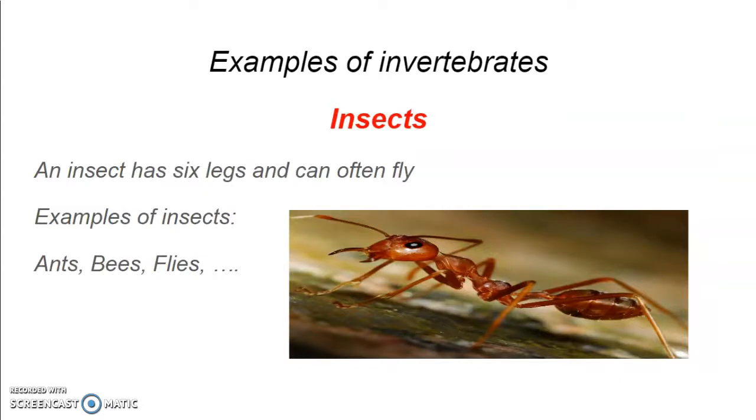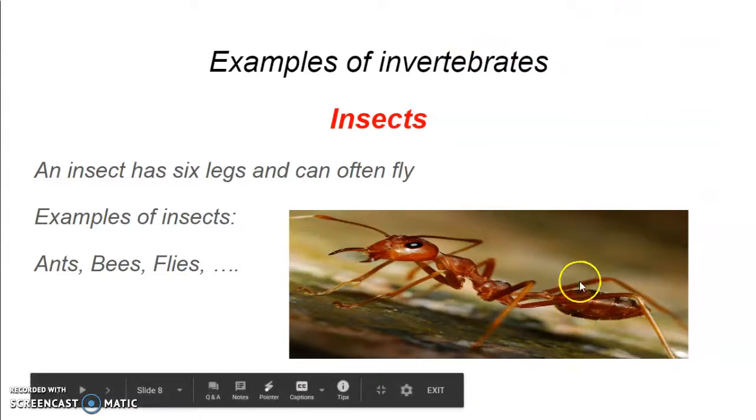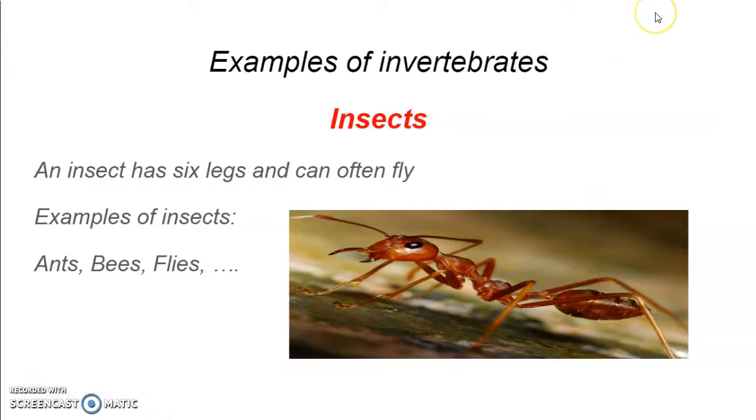Here are some examples of invertebrates. You can look at your book, page 28. Also, here are many photos about invertebrates. First of all, we want to talk about insects. Insects, repeat: insects. An insect has 6 legs and can often fly. Examples of insects: ants, bees, flies.